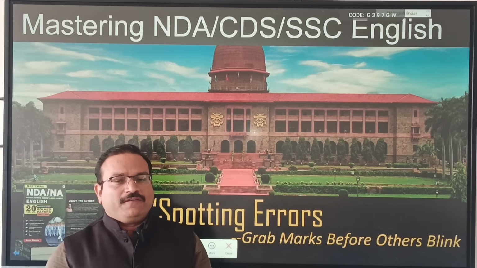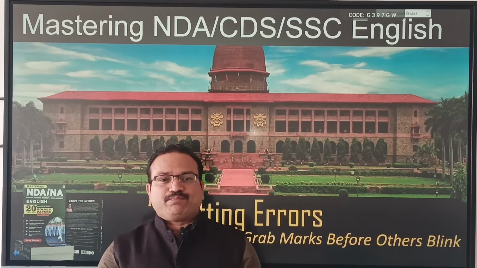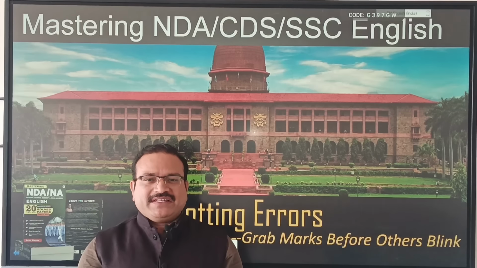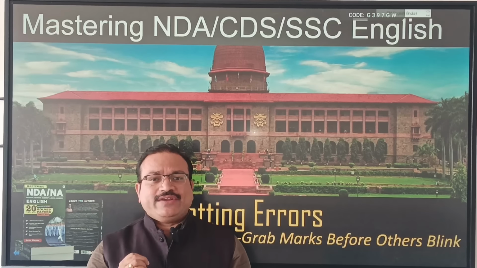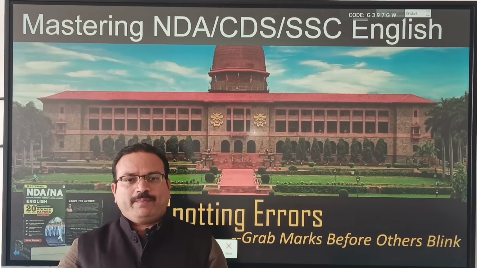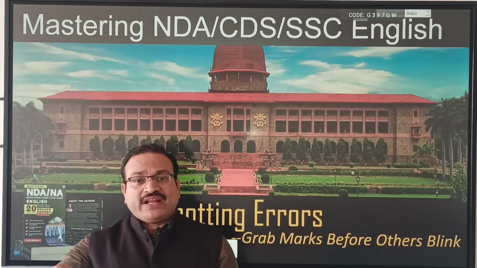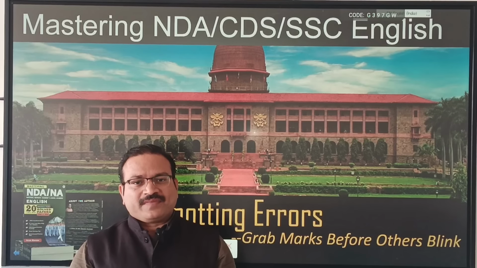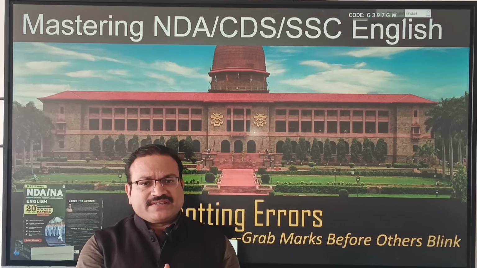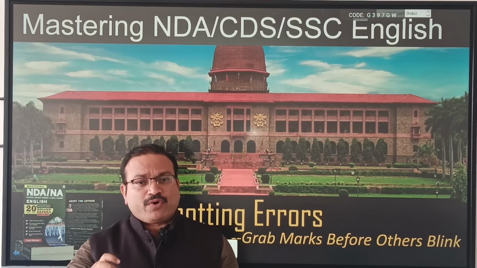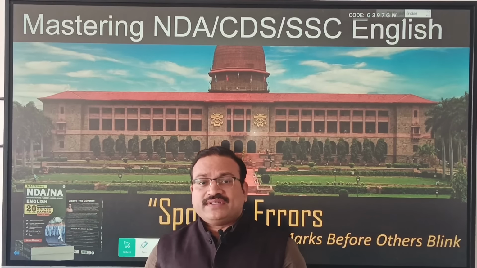Friends, in the series of 100 golden rules of spotting errors, we have discussed a total of 70 rules from different topics like subject verb agreement, conjunction and adjectives. In the last video, we discussed the golden rules of spotting errors from the chapter adjectives. And in this video, we are going to continue with the same. We are going to discuss a few more rules.